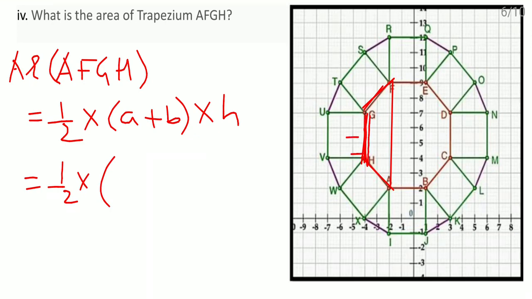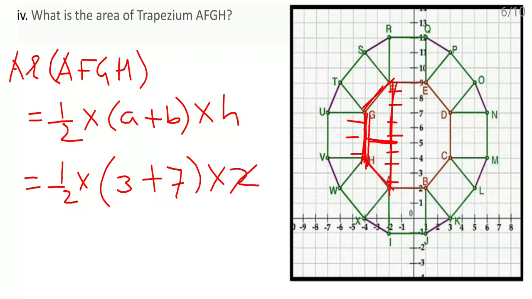See, 1, 2, 3 units. So 3 plus, here 1, 2, 3, 4, 5, 6 and 7. Right? So 7 units. So I'll write down 7 into. This is the height of the trapezium, because these two are the parallel sides. This is the height. So height is 2 units. Cancel this 2 and 2. Now 10 square units. So area of trapezium.